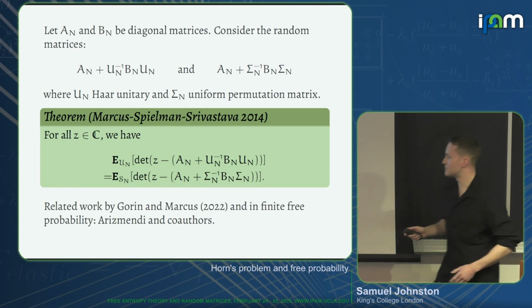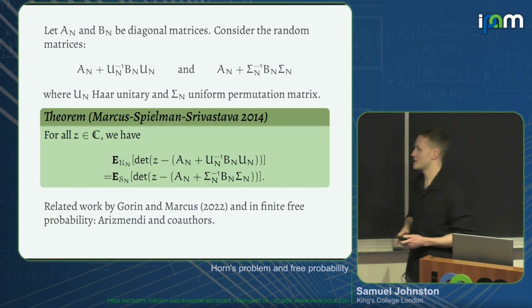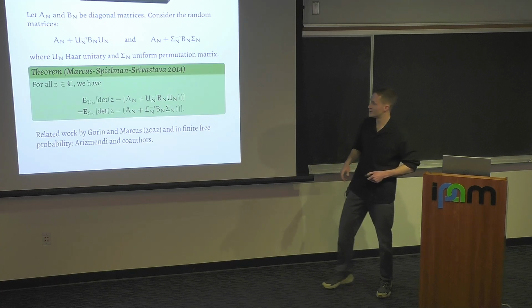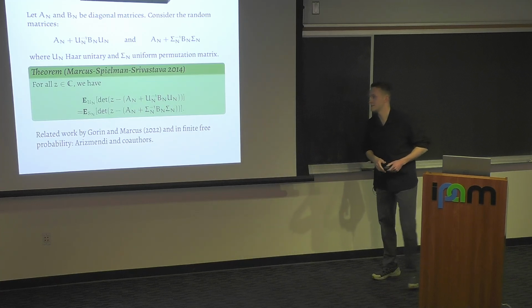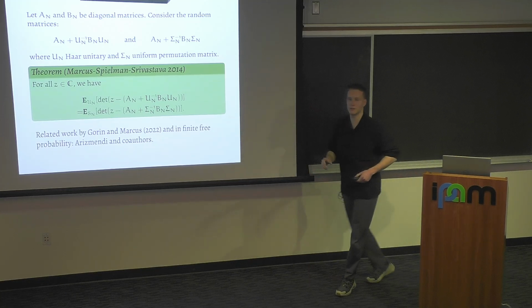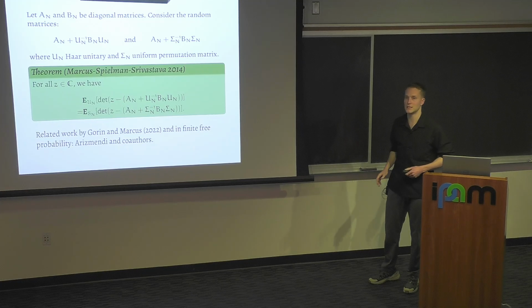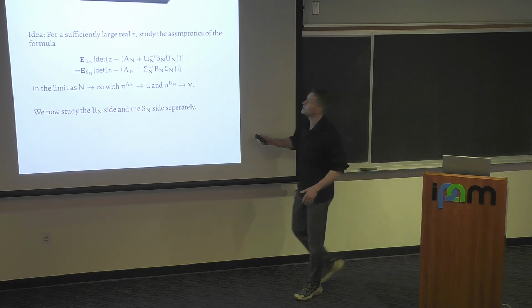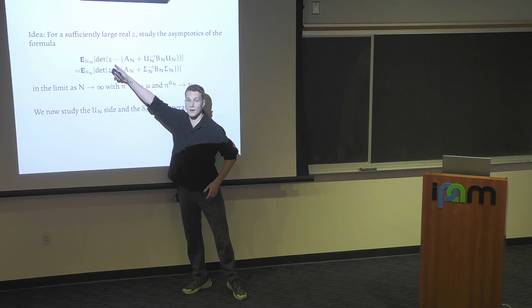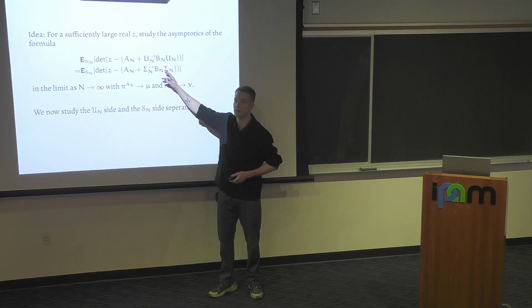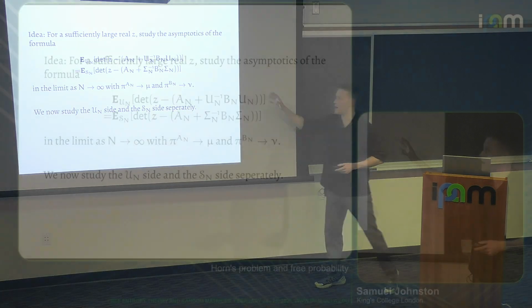And there's been related work on this by Gorin and Marcus in the context of crystallization of random matrix orbits. And in the finite free probability community, there's loads of work on formulas like this and other remarkable relations involving, for example, products of matrices, minors of matrices, etc. Okay, so our idea here is really simple. Let z be a large real number, chosen in such a way that z is larger than all of the possible eigenvalues of A plus B under either conjugation.